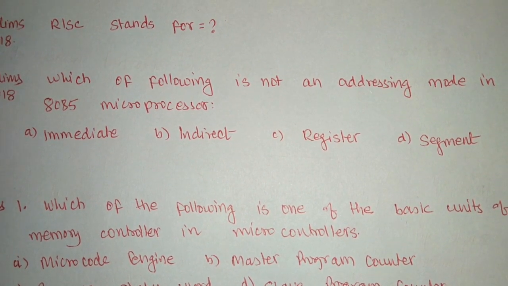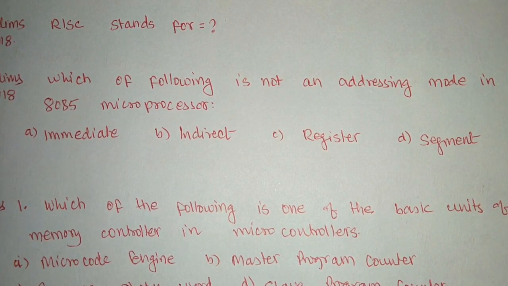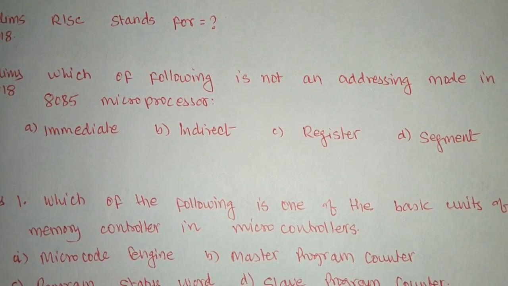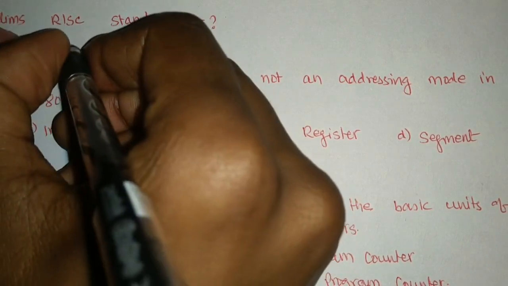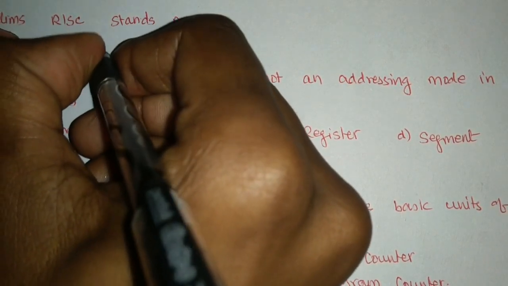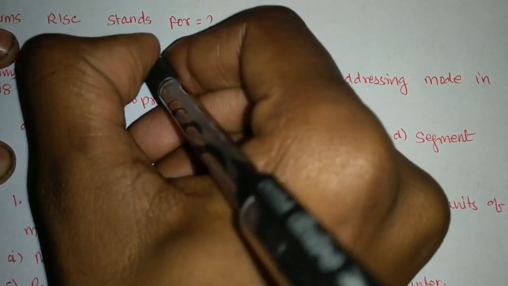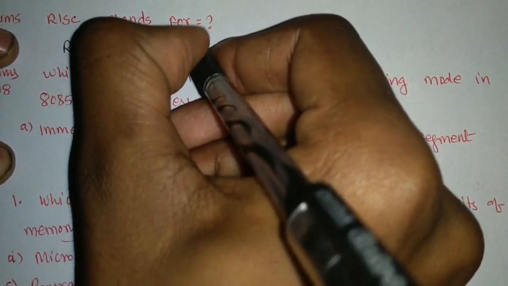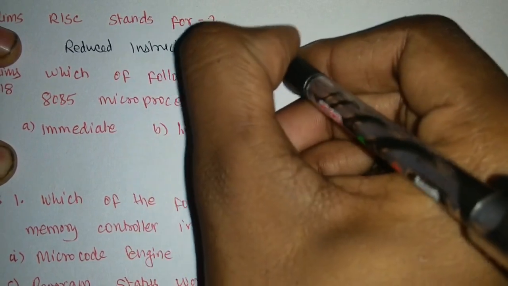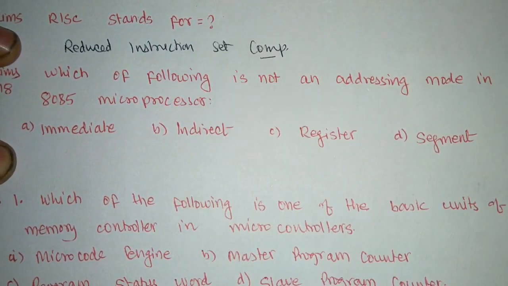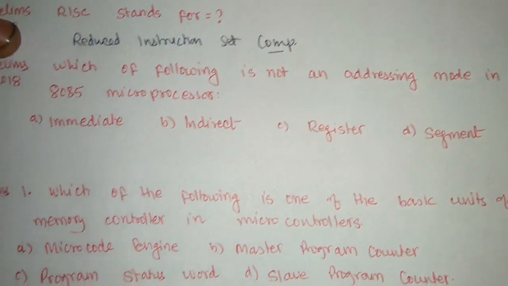Okay. So the first question is regarding what RISC stands for with respect to microprocessor. I think we already discussed it, the full form of RISC. Okay, we have done that. So that is reduced instruction set computer. Okay, so clear? Reduced instruction set computer is what RISC stands for.